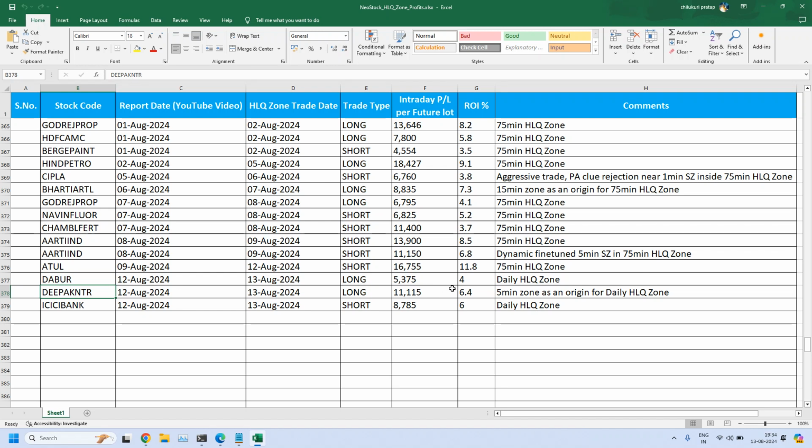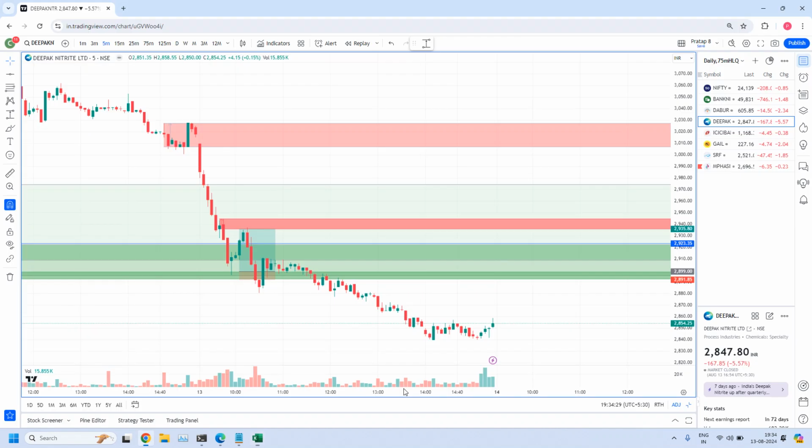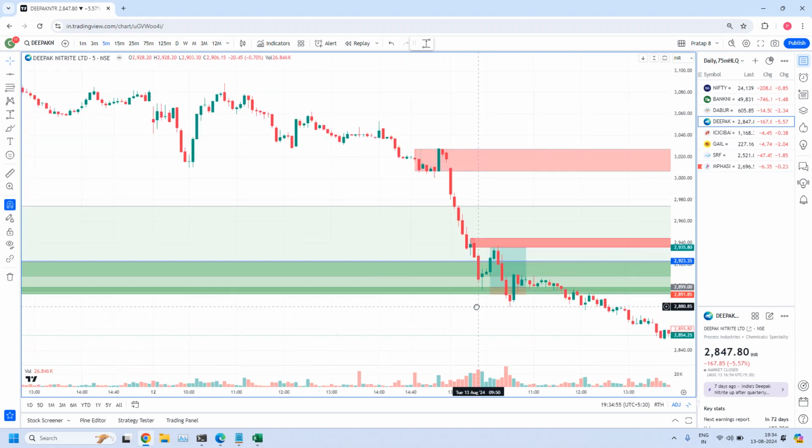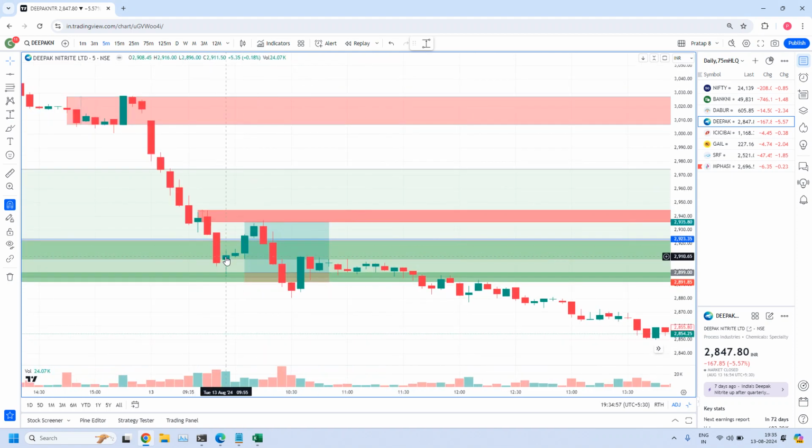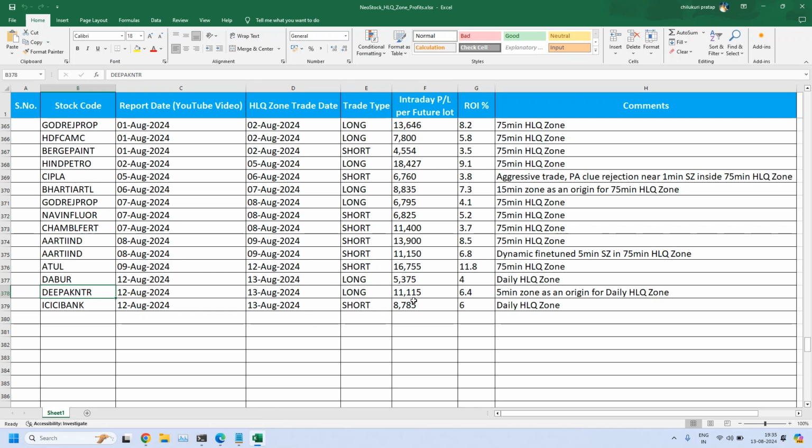Both are at different time intervals. At what time did the DEEPAKNTR trade give entry? 9 o'clock 55 minutes, the 5 minute candle has given it. And you exited in this 10 o'clock 15 minutes candle. So within 20 minutes your trade is completed, and within 20 minutes you got a profit of 11,115, which is 6.4%, a little above our average intraday ROI.